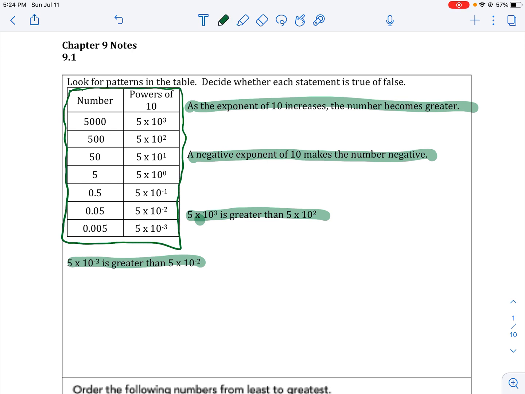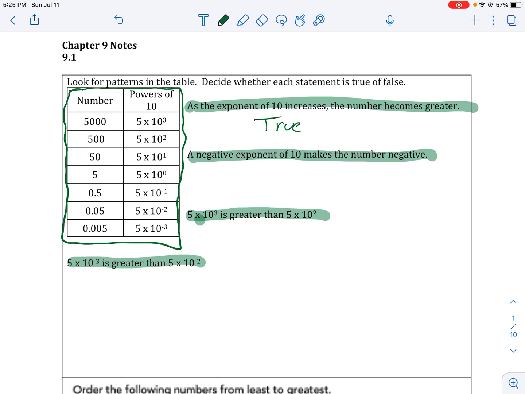So let's start with this top one. As the exponent of 10 increases, so the exponents of 10 right here, as the table goes up, the exponents increase, the number becomes greater. Well, let's look at the number. As it goes up, it looks like these numbers are getting bigger. So this is, in fact, true. As your exponent goes up and gets bigger, so does the number. So when you start comparing these numbers, the bigger the exponent, the bigger the number.